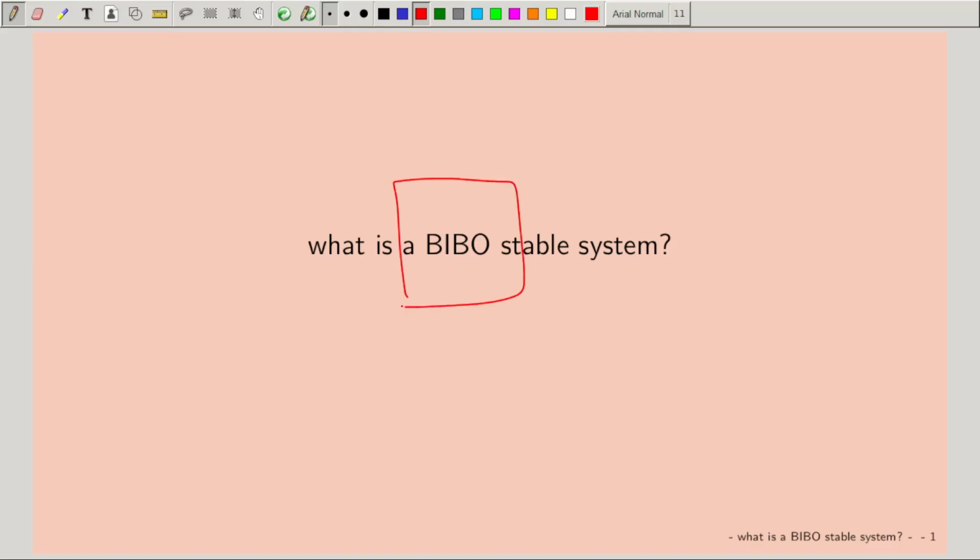What is a bounded input, bounded output, stable system? First thing, very important thing to draw the attention on. Now we are talking about stability of a system. Before we were talking about the stability of an equilibrium. Okay? So we are talking about two different objects.